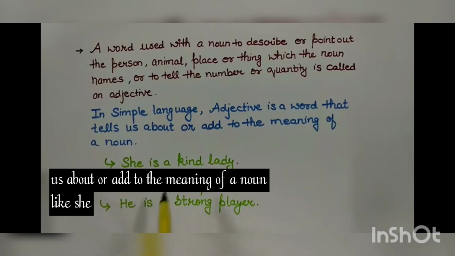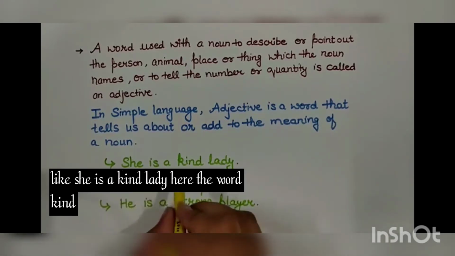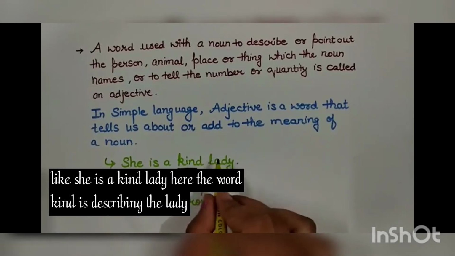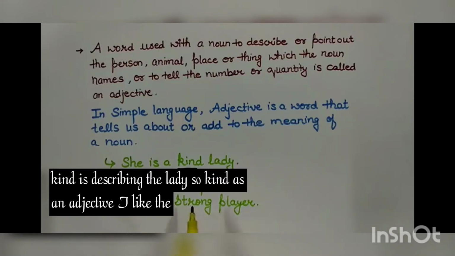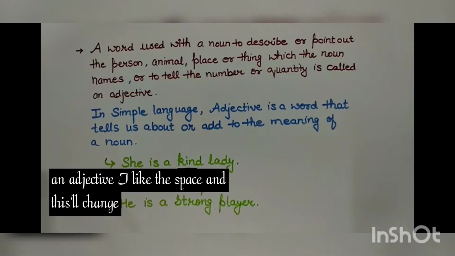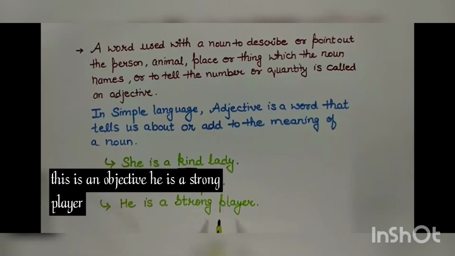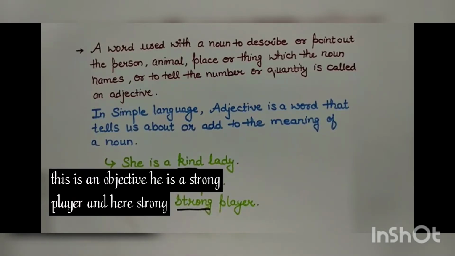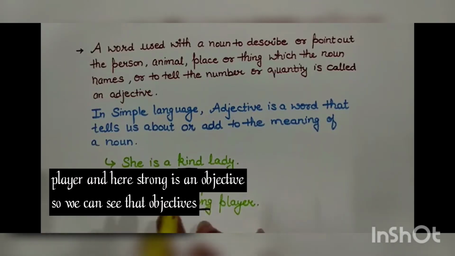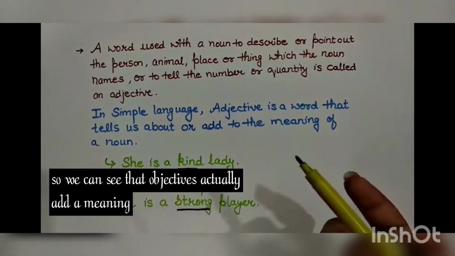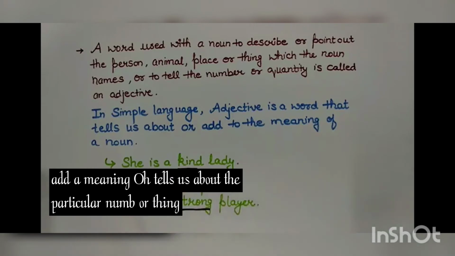Like, she is a kind lady. Here, the word kind is describing the lady. So, kind is an adjective. I like this pen. In this sentence, this is an adjective. He is a strong player. And here, strong is an adjective. So, we can see that adjectives actually add a meaning or tell us about the particular noun or thing.